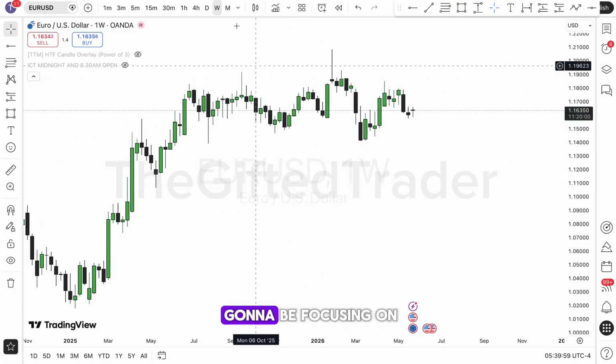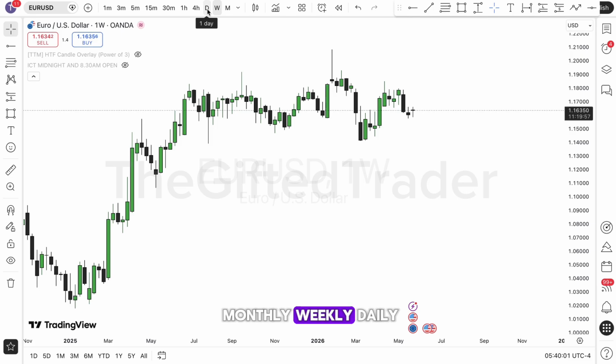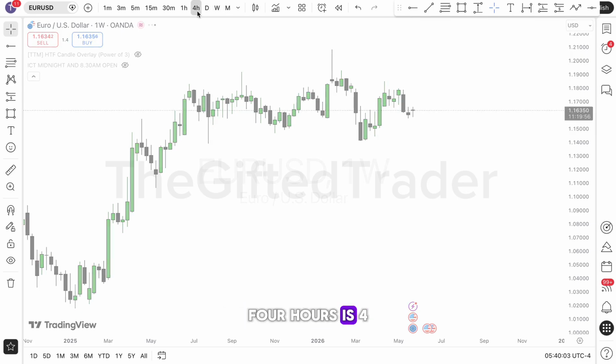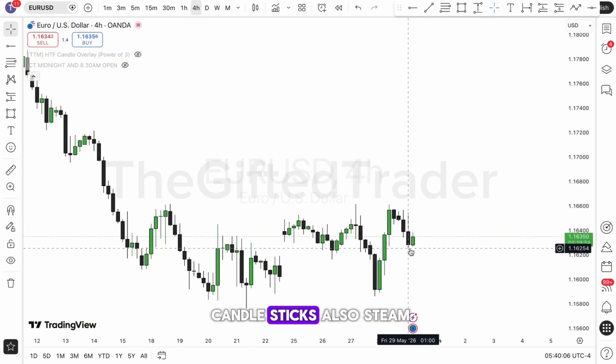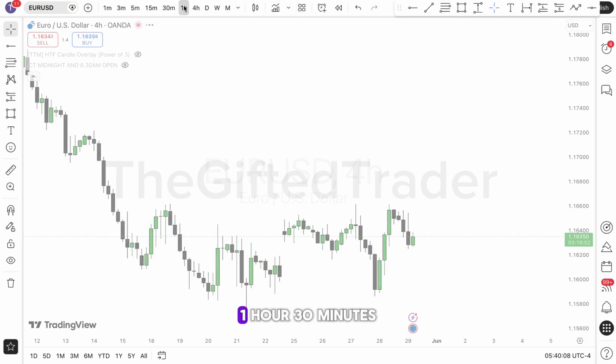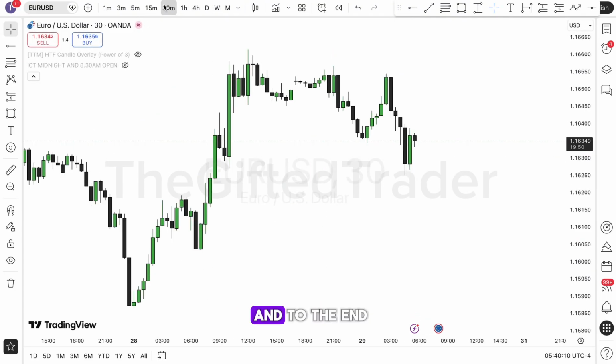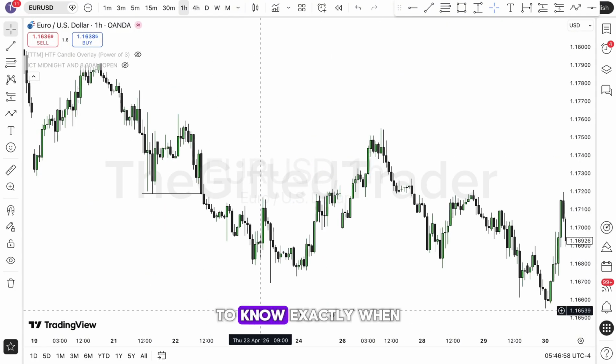That being said, we're going to be focusing on monthly, weekly, daily. 4 hours is 4 hours. Each of the candlesticks also still means 4 hours, and likewise 1 hour, 30 minutes, and so on. Knowing exactly when the trend is going to change from buy to sell has to be tied with time frames as well. Okay. So now we're looking at the 1 hour time frame.